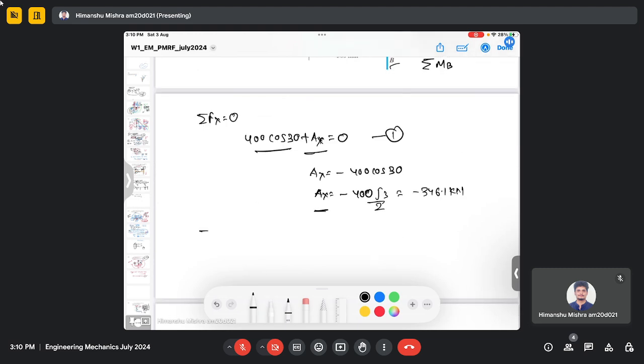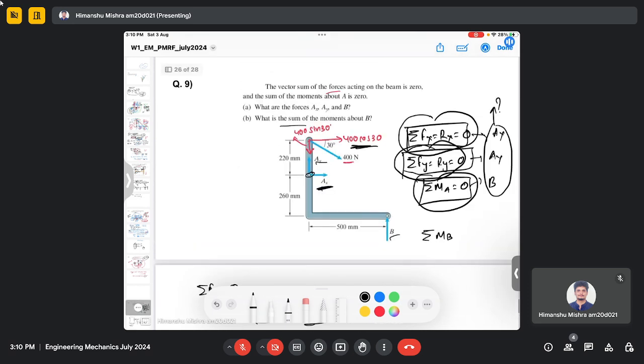Similarly, we can use the resultant force in the y direction to be 0, and the forces along the y direction, we have B, we have Ay, and we have this 400 sin 30. So we have overall three forces.